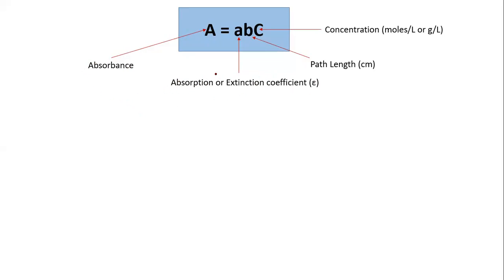So we can arrive at the unit of extinction or absorption coefficient only if we know the units of all these values, right? We know the unit for concentration, we know the unit for path length. What are the units of absorbance? Mind you, OD is moles per liter into centimeter. No, that's not the unit for absorbance. Centimeter inverse. Why do you say that?